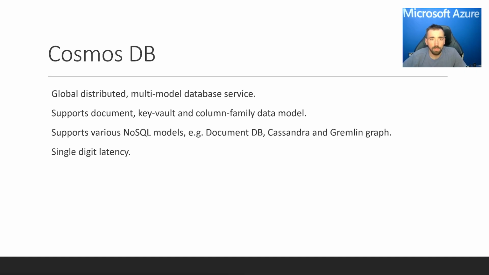So it supports various NoSQL models, including Document DB, Cassandra, Gremlin, and Graph, and it offers single-digit latency. As a service born in the cloud, it can be scaled and distributed across multiple regions with high performance replication and very low latency for the application.